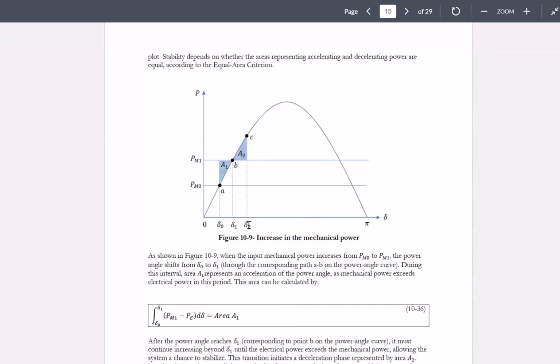But since all systems have damping, we would be having some oscillations which would basically damp out. And then you have these oscillations becoming smaller, smaller, smaller until you get settled at delta 1. So that's the story of becoming stable. Now, in order for that to happen, we have two areas that we can focus on.